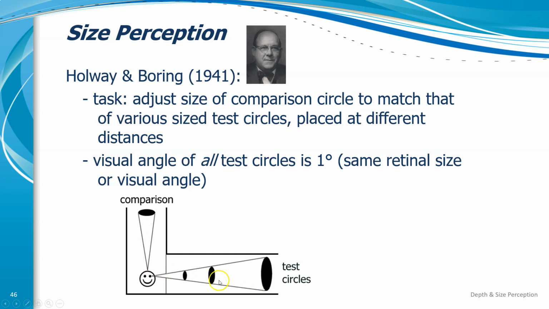But the test circles were carefully arranged in terms of their size and distance so that the visual angle of all the test circles was the same, 1 degree of visual angle. Now that means each of these 3 test circles is casting the same size image on the retina. The big one far away, the medium one at a medium distance, and the little one that's the closest. Okay, same retinal size or visual angle.